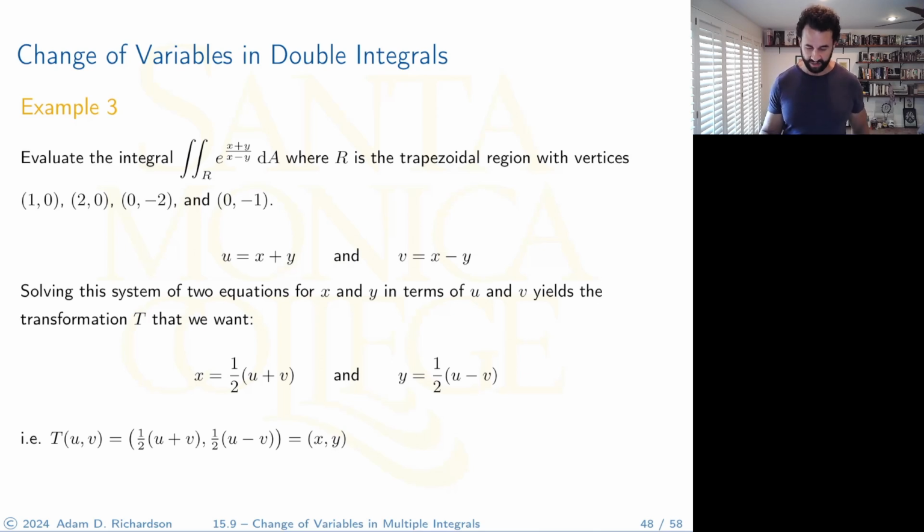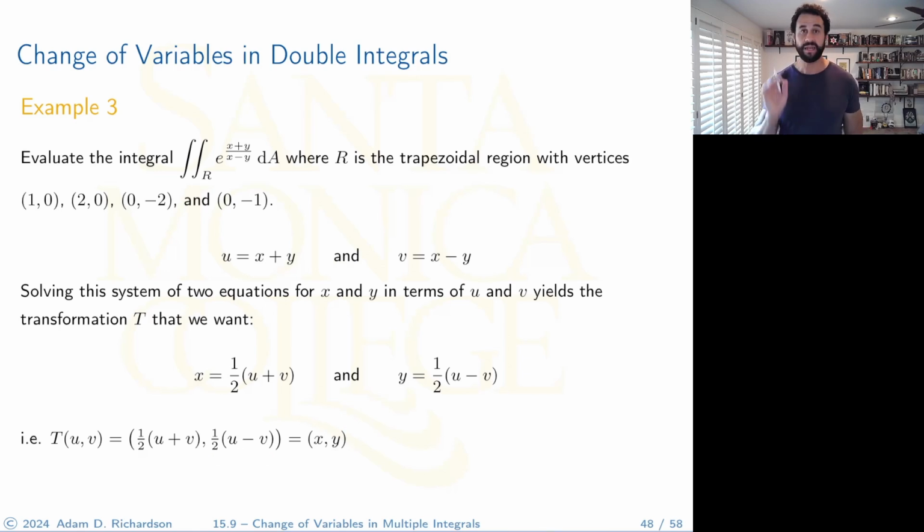So now we have our transformation that we want. This is the transformation T that's going to go from the uv plane to the xy plane. We've inverted the process. Here is what it looks like written out. Do this to u and v, you get x. Do this to u and v, you get y.